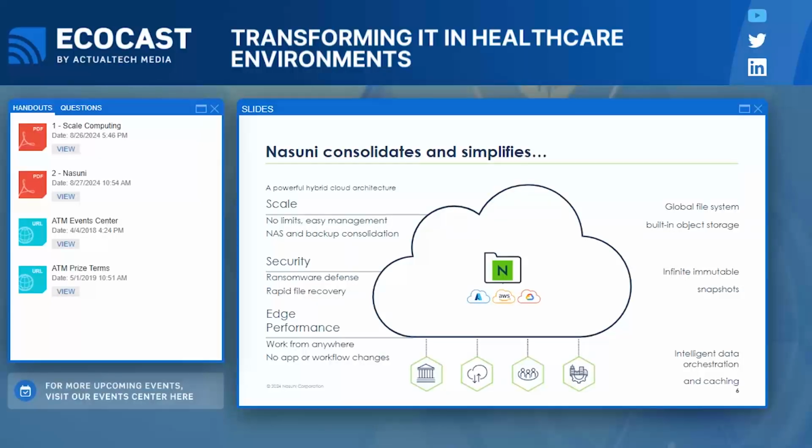And the mean time to recovery with Nasuni is measured in potentially minutes. We've had organizations that have been impacted, had to restore 1 million files, and they're able to do that in about a minute. And so it's a radical departure from typical file backup and recovery solutions that you may have used in the past, or maybe even use today. Much better way. But a hybrid cloud architecture is unique.